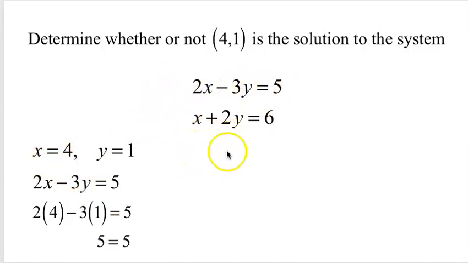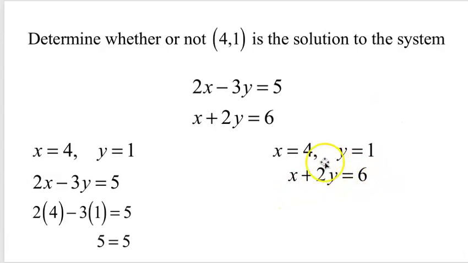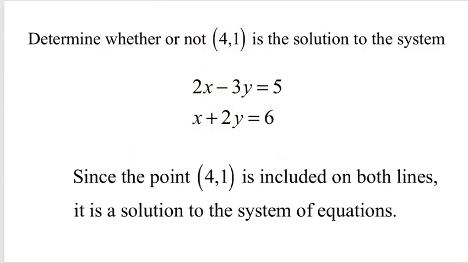Is (4, 1) a point included on the second line? Of course, x is 4, y is 1. Plugging it into x plus 2y equals 6. Plug 4 in for x, plug 1 in for y, and we get 4 plus 2 times 1 is 6. 4 plus 2 is 6. Indeed, 6 is 6, so that is true. The point (4, 1) is included on the first line. The point (4, 1) is included on the second line. Therefore, (4, 1) is a solution to that system of equations.